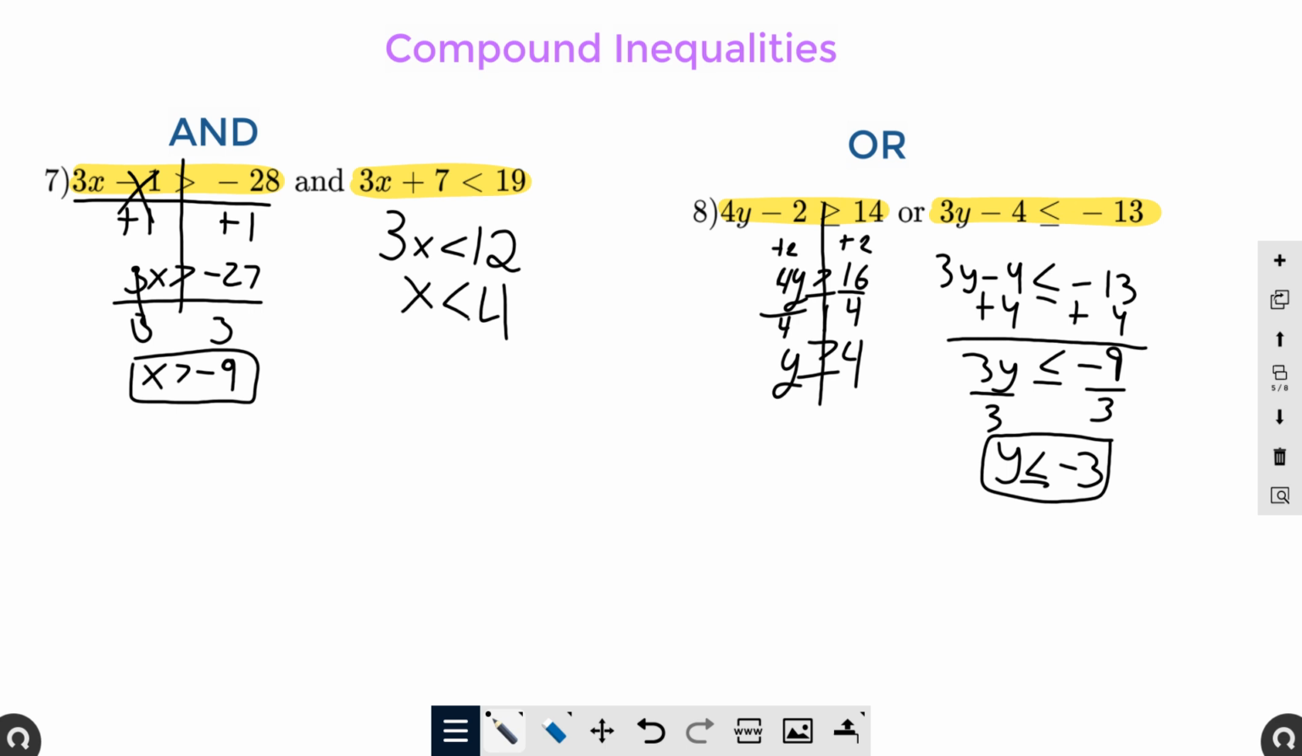Over here, minus 7 divided by 3, so x is less than 4. Here we go. Add 2, divide by 4. y is greater than or equal to 4.